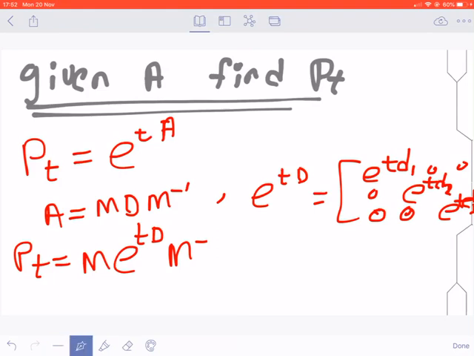So this is how you are able to find your value. This is how you convert your transition rate matrix to the probability transition matrix.